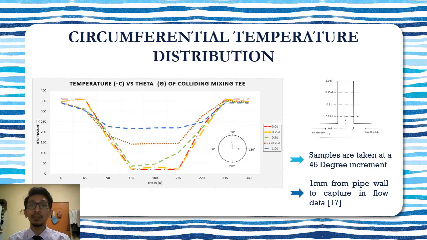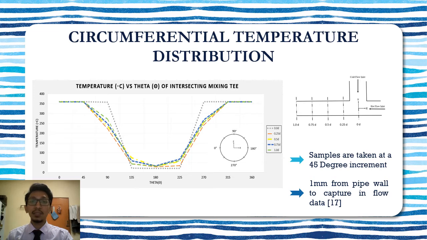The variation in temperature observed indicates that thermal mixing happens at every sampling point. However, the temperature differences from point 0.75D to 1D are significantly lower than at points 0 to 0.5D. Based on the temperature differences, the thermal mixing started vigorous but mixes well as it is further from the colliding point. Next is the intersecting mixing T.